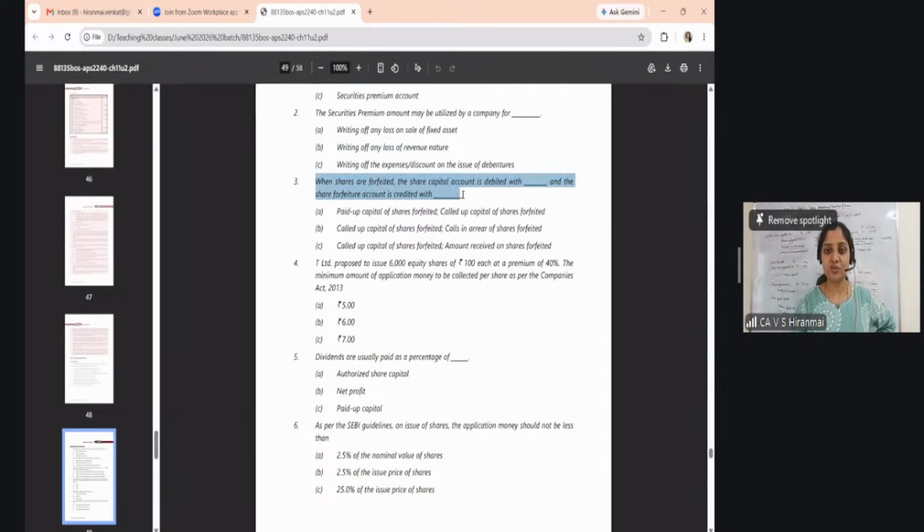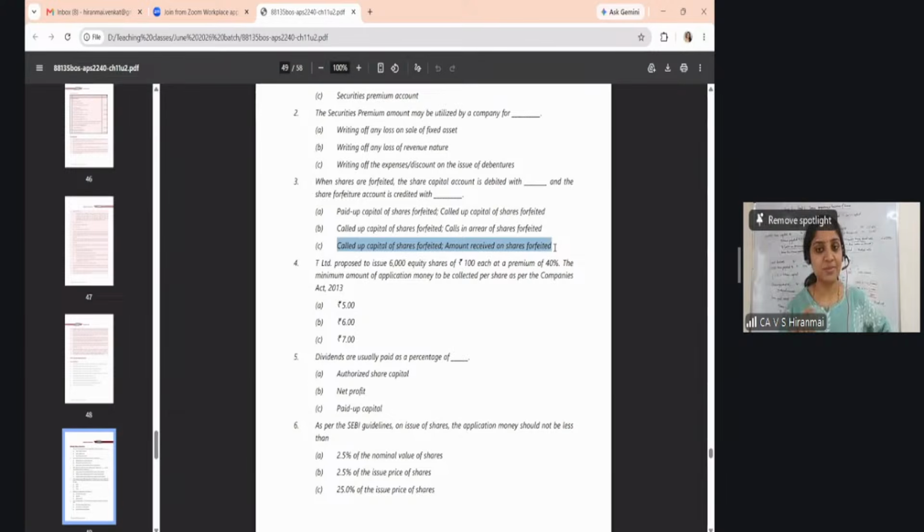Okay. When shares are forfeited, listen, it is a forfeiture entry. Share capital account is debited with the called up value and share forfeiture account is credited with the amount received. So the answer here is paid up capital or no? Paid up or called up, whichever is less. So when that kind of a question comes, for the safer side we will always take called up value. So see here, called up value of the shares forfeited, yes. Calls in arrears of the shares forfeited, no. Share forfeiture account is always credited with the amount received. So the correct option for the third question is C.